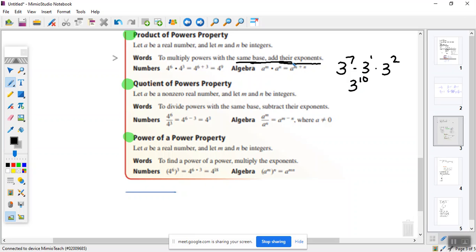Okay, then if multiplying meant add, then what's dividing going to mean? And we kind of talked about this already. Like 4 to the 6th over 4 to the 3rd here. This would become what?